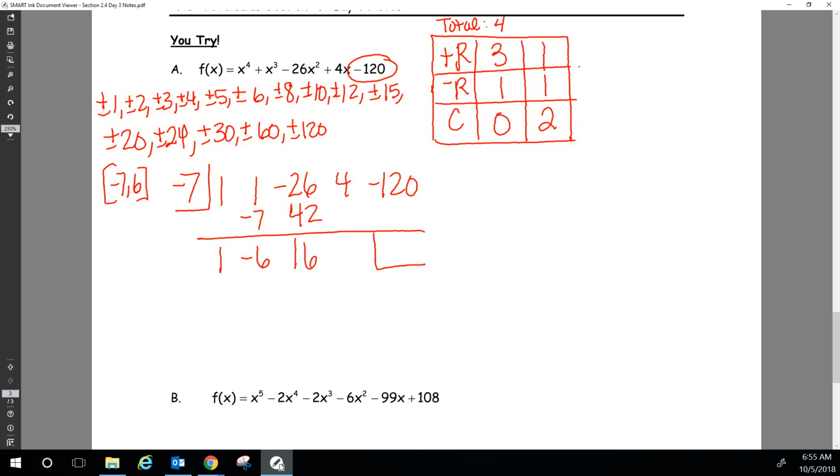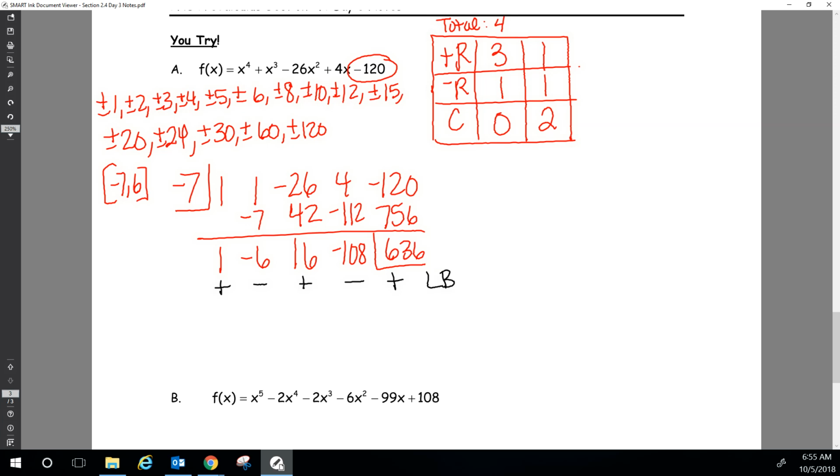42 minus 26 should be 16 times negative 7 will be negative 112 plus 4 is negative 108 times negative 7 is something really big and positive, which is good, because we're going to subtract 120 and get a positive number. So it needs to be alternating in signs, and we are alternating in signs. So this is a good, not upper bound, this is a good lower bound.